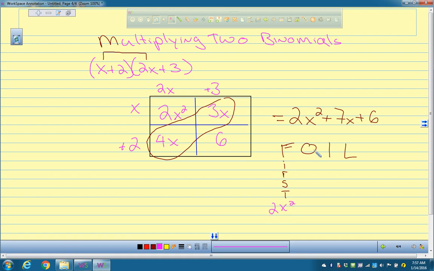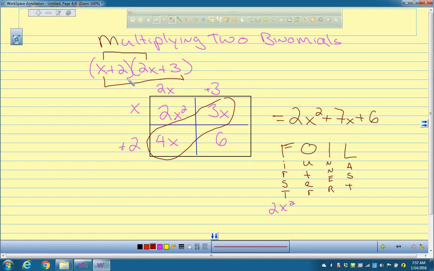O stands for outer. What that means is I multiply the two things that are on the outside of my parentheses. So I multiply the x times the 3. The next thing is inner. And the L stands for last. Okay? First, outer, inner, last. That way you never forget to multiply anything together.